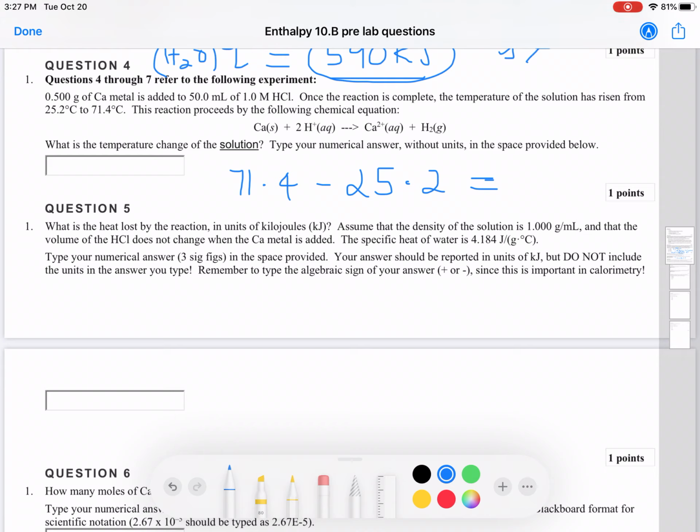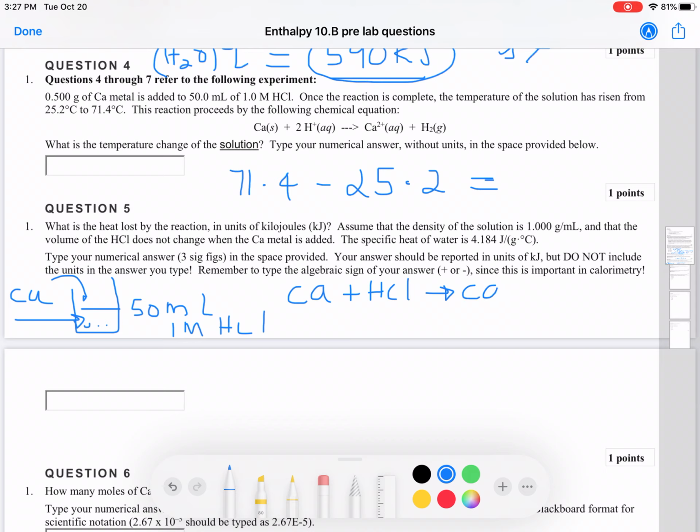Now for this reaction, 0.5 gram of calcium metal is added. Let's say this is your hydrochloric acid, 50 milliliters of 1 molar HCl, and to this you are adding 0.5 grams of calcium. So calcium with hydrochloric acid is going to do a reaction. Calcium plus hydrochloric acid will form calcium chloride and hydrogen gas.